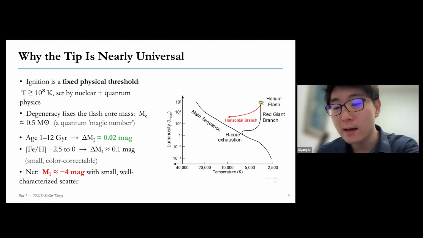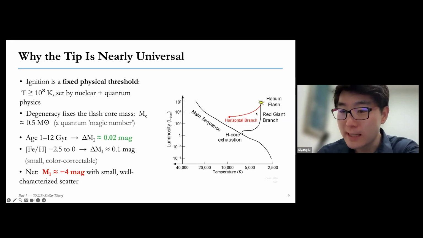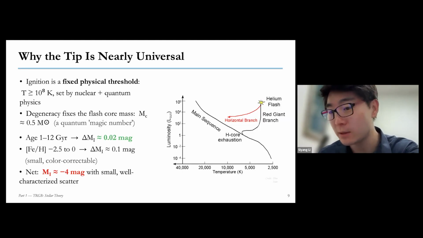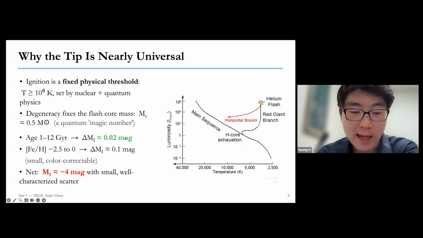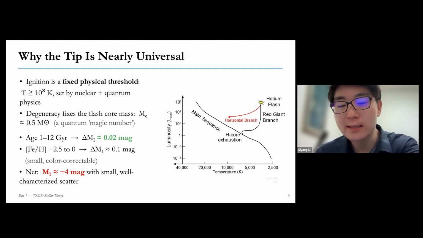And the idea here is that because this helium flash is triggered at a very consistent core mass as well as temperature, the core mass range for this event is relatively well constrained, and that also translates to a relatively well constrained maximum luminosity that then sets the TRGB. Now, theory does predict that the magnitude of this maximum brightness is not too sensitive to age.